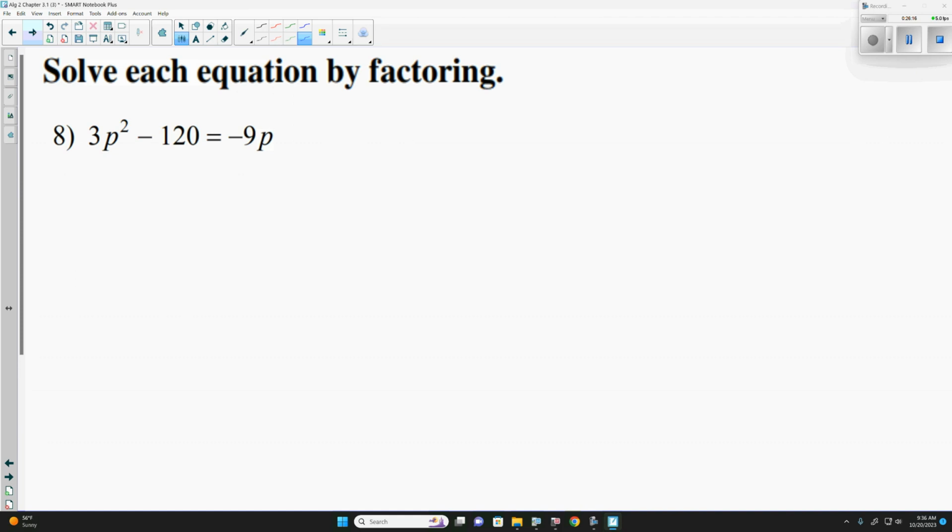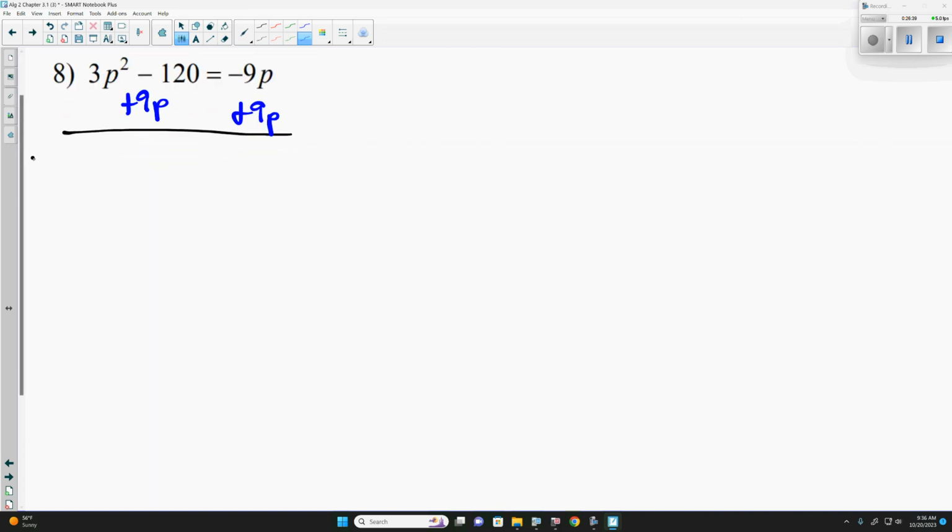Zero product property. It's no longer 0, yes? But can we make it be 0? How can we move the negative 9p over? Because I can add 9p to both sides. Because on the left-hand side, we'll still have 3p squared. 9p is not a like term to any of them, so we still have plus 9p, minus 120 is equal to 0.